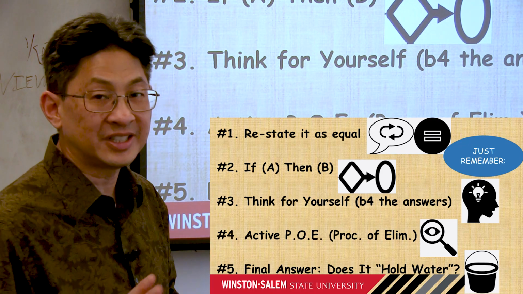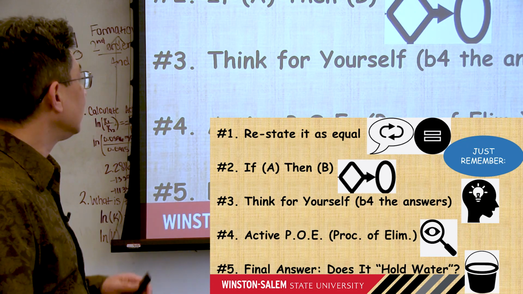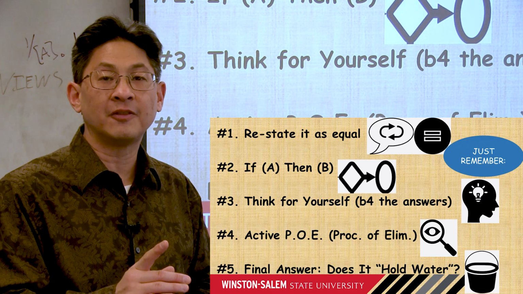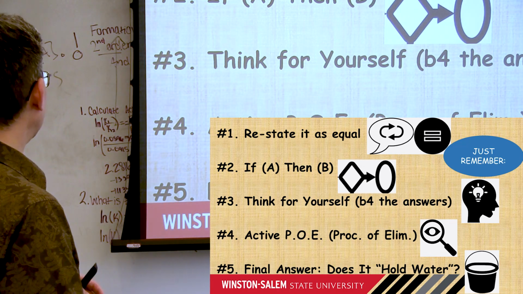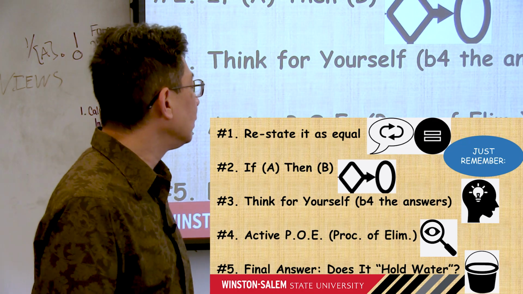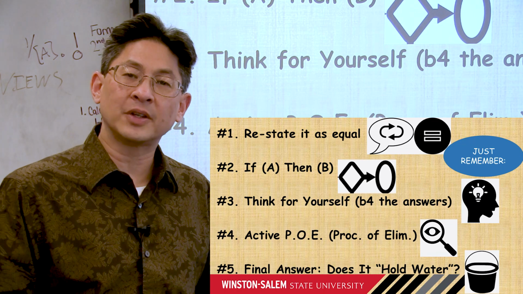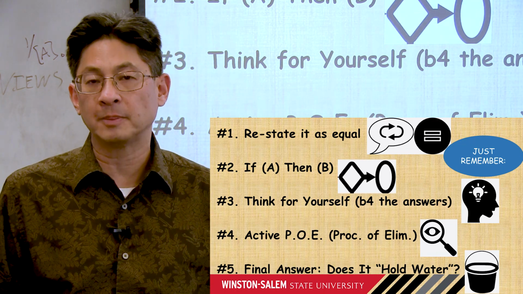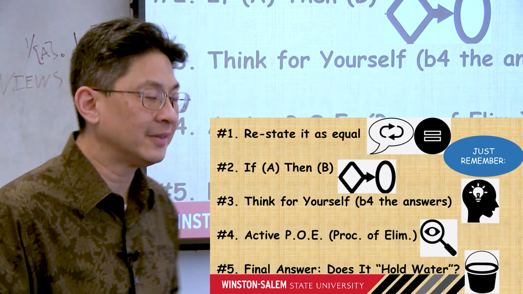Number 1, you need to restate things as equal. Number 2, you need to look out for if-then statements. Number 3, you need to think for yourself before you look at the answer choices. Number 4, you have to engage in active process of elimination. And finally, number 5, if you come up with 2 or 3 final answers, you have to determine which one of those final answers holds its water best. All right, that's my recap of the 5 strategies.